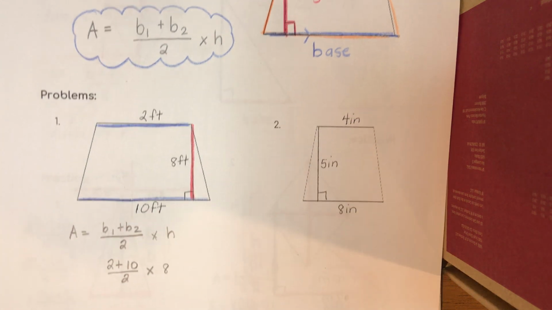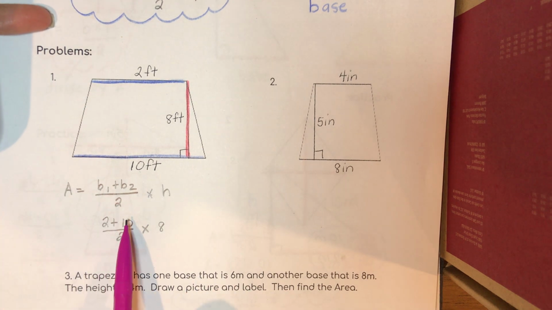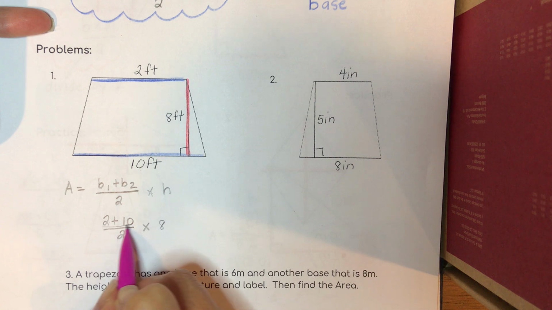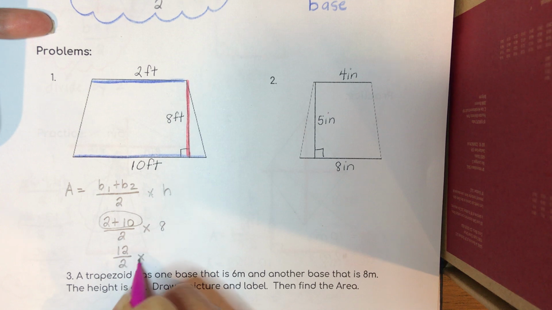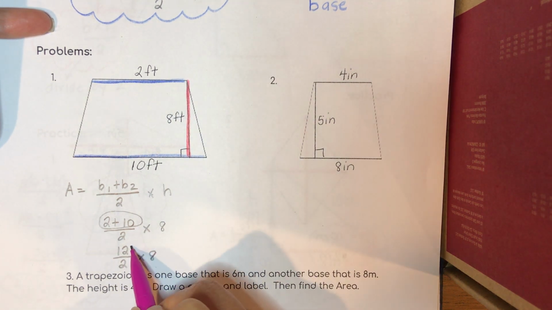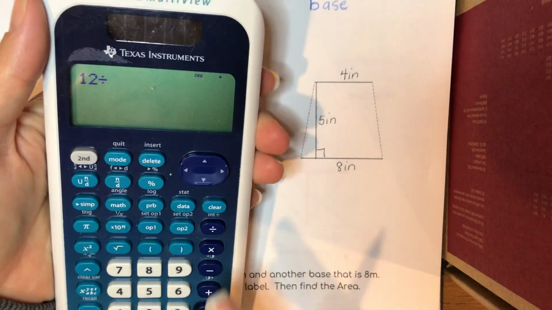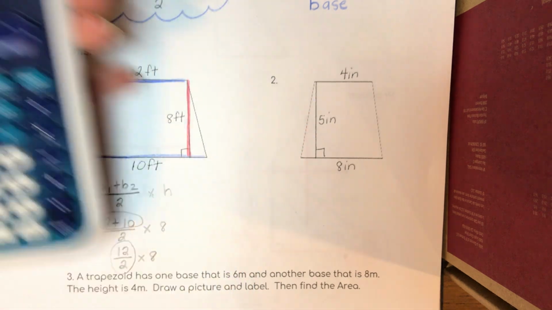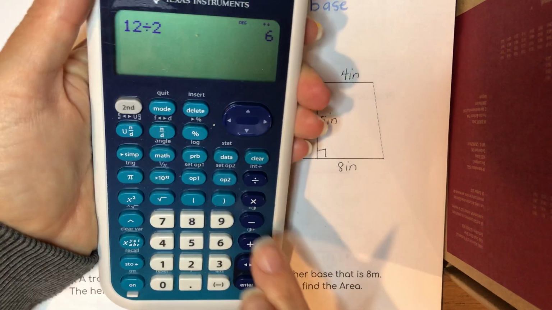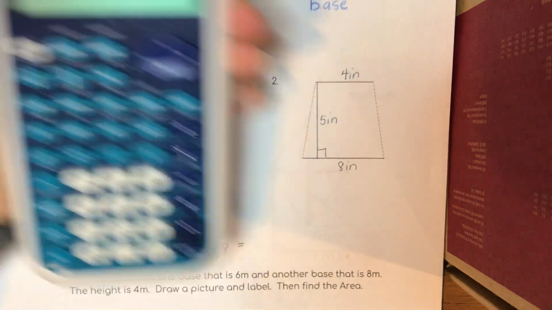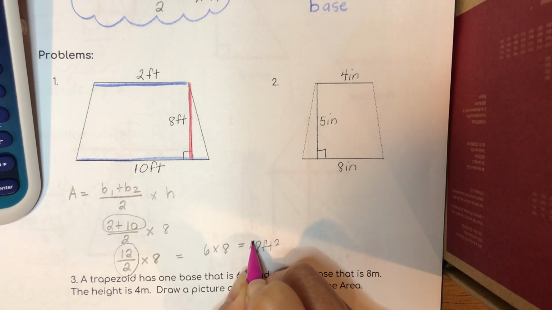Now, I like to do this step by step in my calculator. All right, so we know that 2 plus 10 is 12. So I'm going to do this part right here. 2 plus 10 is 12, divided by 2 times 8. Now I'm going to do this part and simplify. 12 divided by 2 is 6. So 6 times 8 is, we should all know that, 48. So the area of this trapezoid is 48 feet squared.